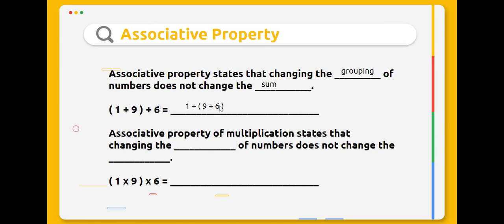Okay, let's look at the second change. 9 plus 6 is 15, plus 1 is 16. Didn't change the outcome. All right, so same thing with the multiplication. If I change the grouping of the numbers, it does not change the product. So here I've got 9 times 1 is 9, times 6 is 54. I can change it and I can say 9 times 6 is 54, times 1 is 54. Same answer.